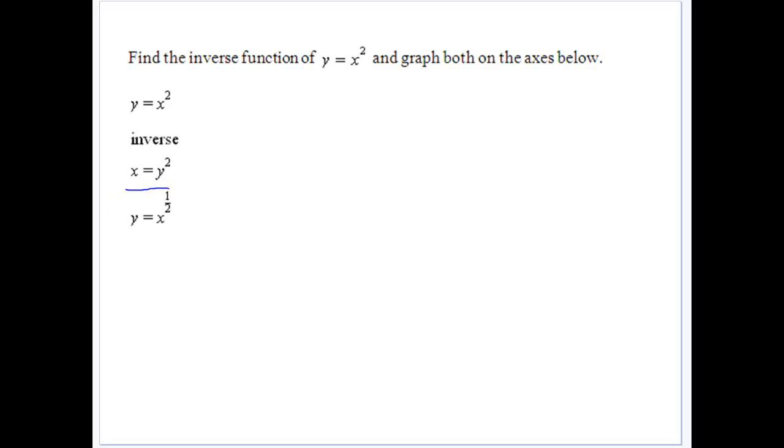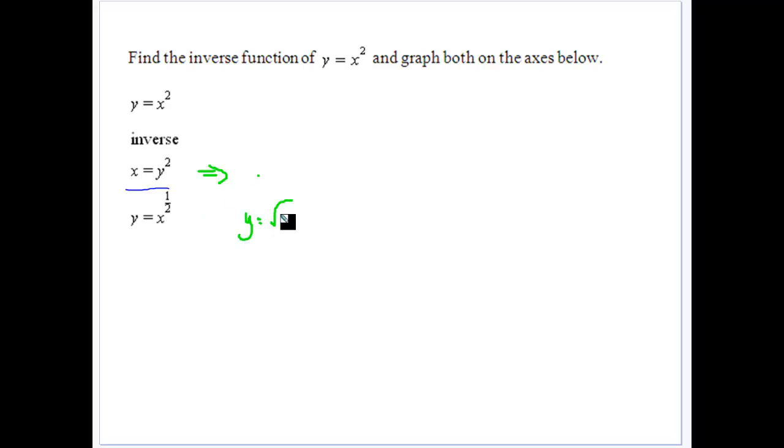Now let's look at the idea of an inverse function and its graph. So we consider x squared and its inverse. So again, to get our inverse, we swap the x and the y over and then take the square root of both sides.